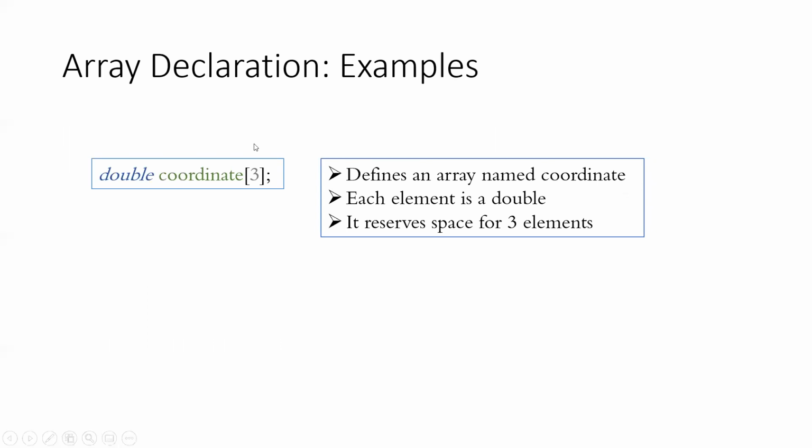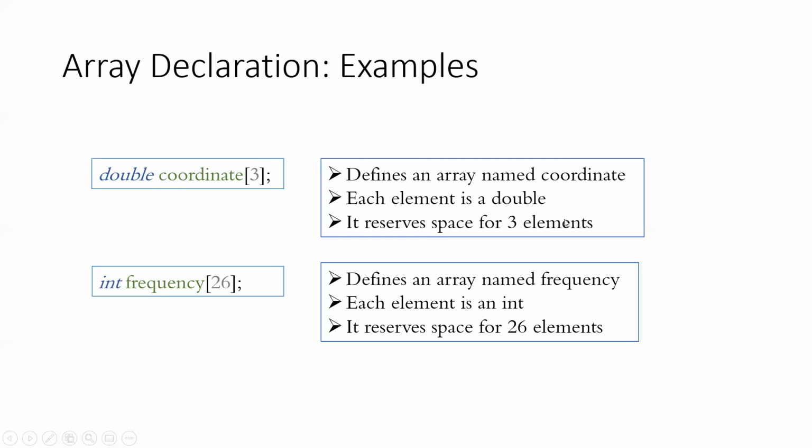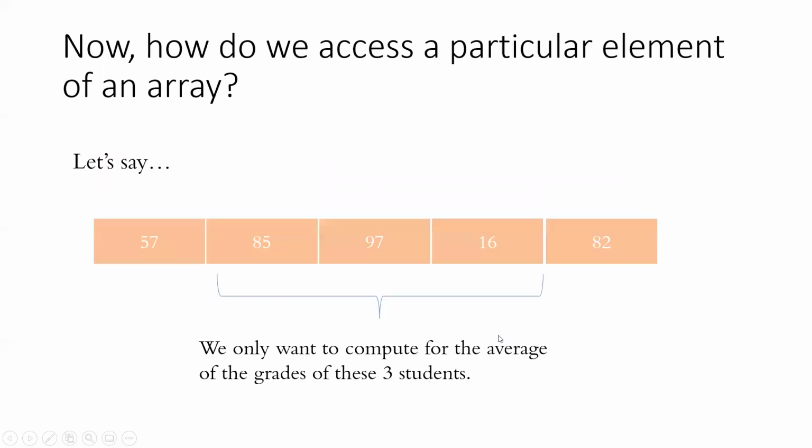So other examples. Let's say we want to declare an array variable coordinate with three members, and we declare it as a double. What it means is each element is declared as a double, and it reserves space for 3 elements. Let's say another example, we declare an array frequency with type integer, and that has 26 elements. What it does is it reserves space for 26 elements.